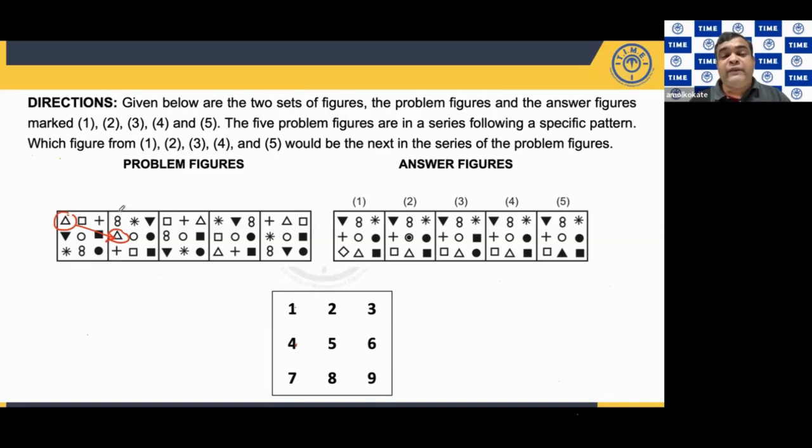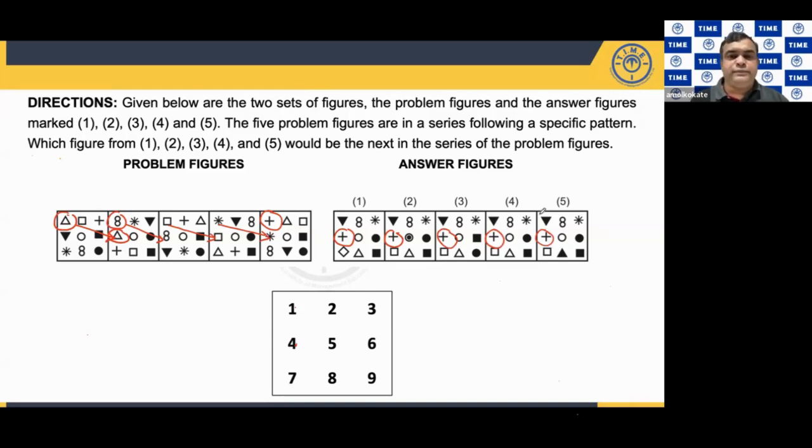Does it happen everywhere? Look at here. 1 goes to 4. 1 goes to 4. So here also, if 1 goes to 4, then your plus sign should be here, here, here, here. All the figures have that part.